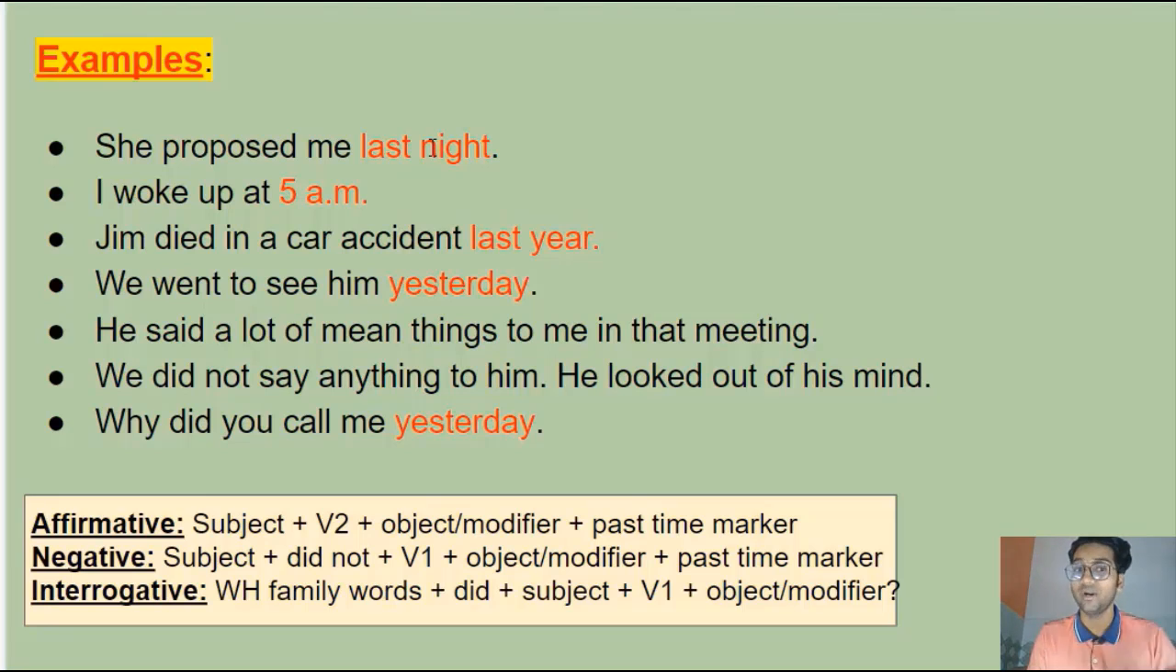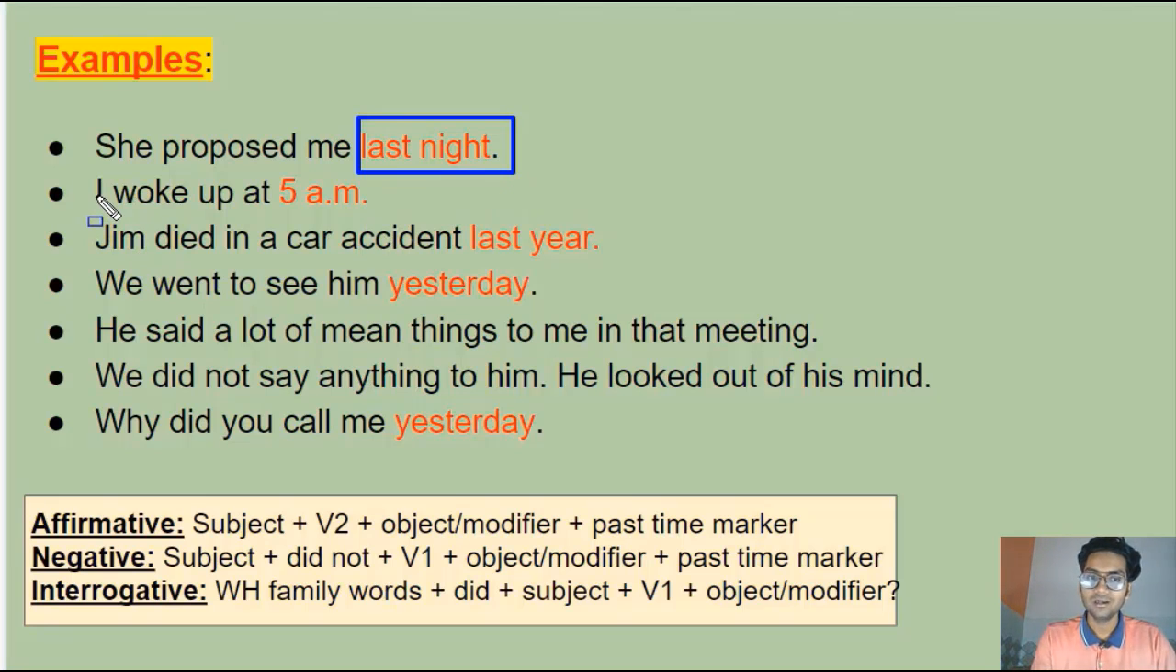Something happened in the past. What happened? She proposed me. Now the question is, when did this action happen in the past? Something happened. She proposed me. This action took place in the past. When did it happen? Last night. Last night is the past time marker. It is talking about the time when this action took place in the past.